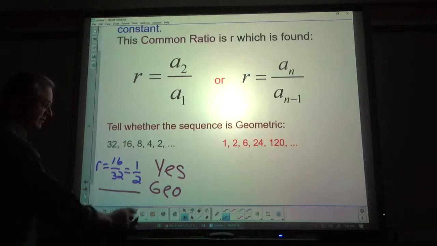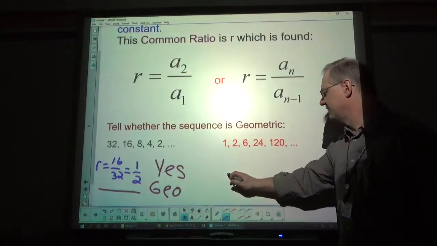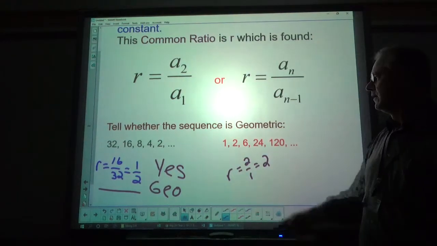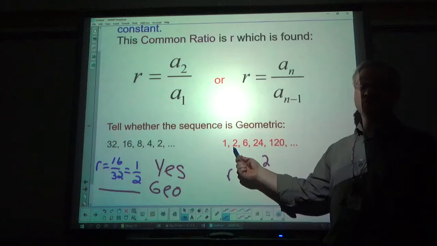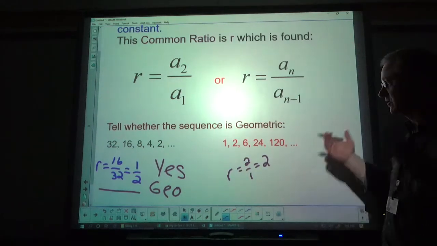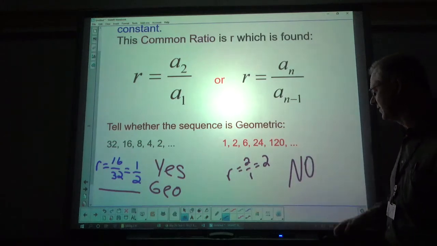and r is 1/2. Now, in this one, when I try to find r, 2 over 1, which would be 2, 1 times 2 is 2. 2 times 2 is not 6. So the first time it doesn't work, you know it's no good. So this is no, definitely not geometric.